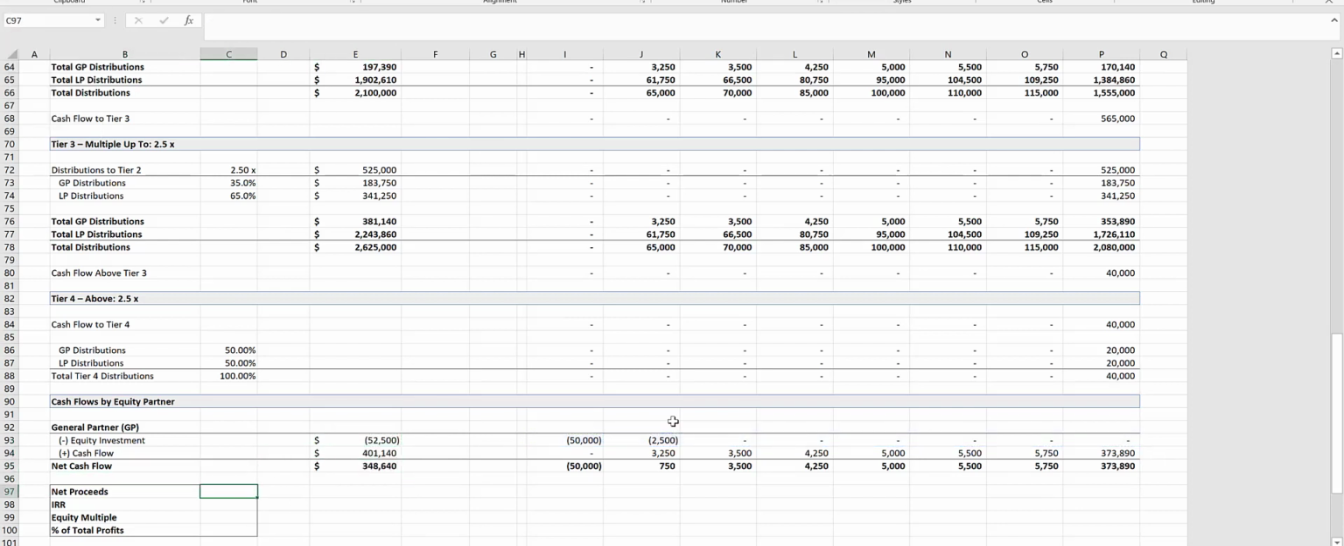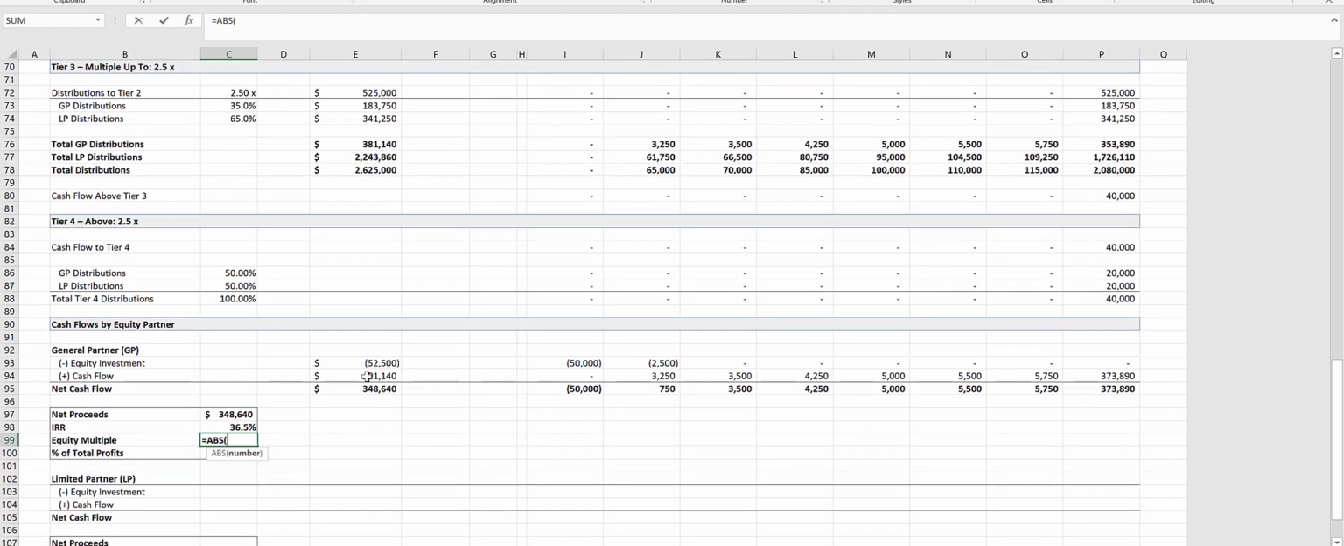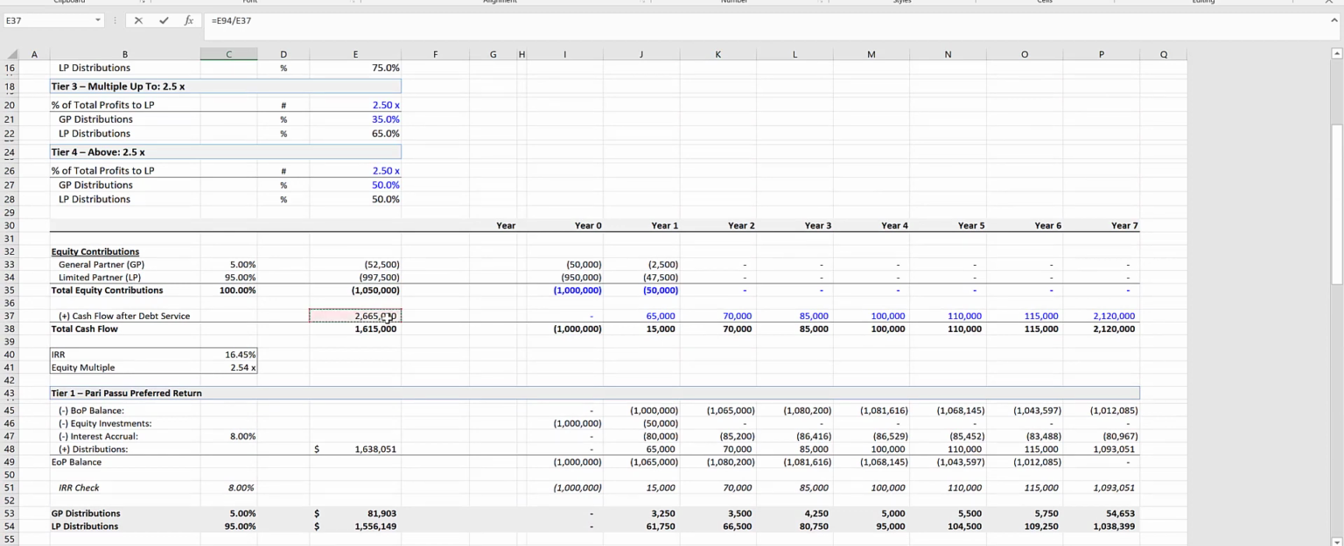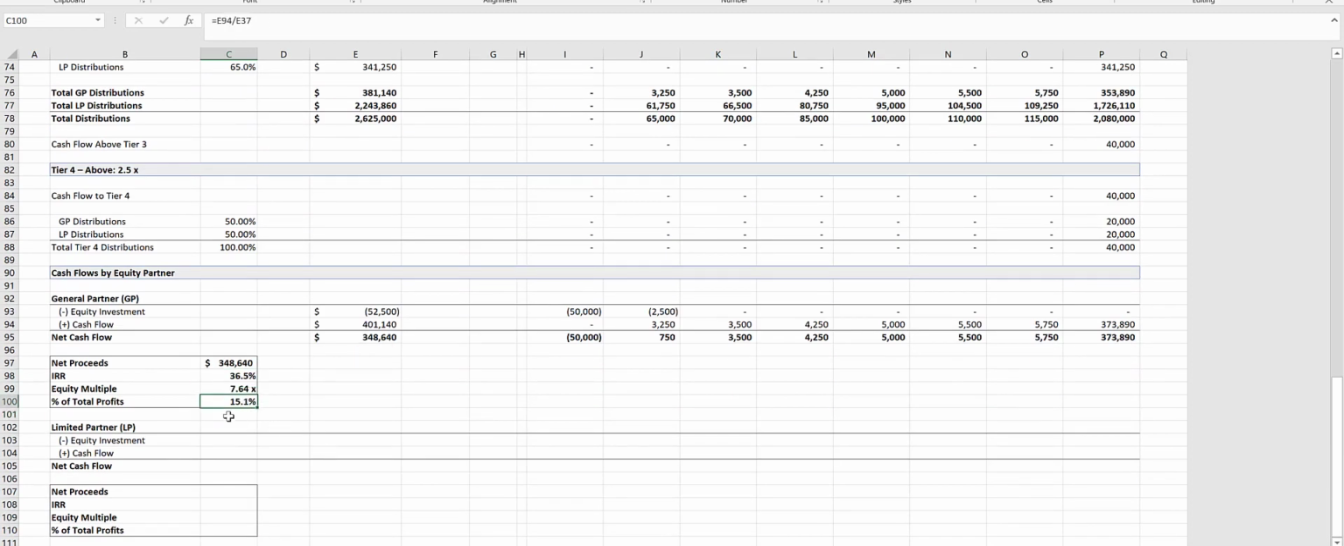Okay. So for our net proceeds, we have $348,640, and our IRR to the general partner will be 36.5%, and our equity multiple will be the absolute value of 401,000 divided by 52,500, 7.64x, and the percentage of total profits will be the total cash flows divided by the total deal level cash flows up here, the 2.665 million. So 15.1% of total profits to the GP.